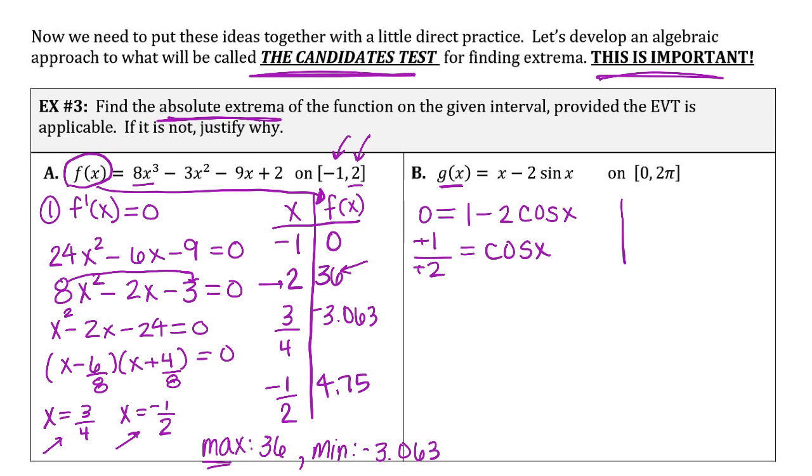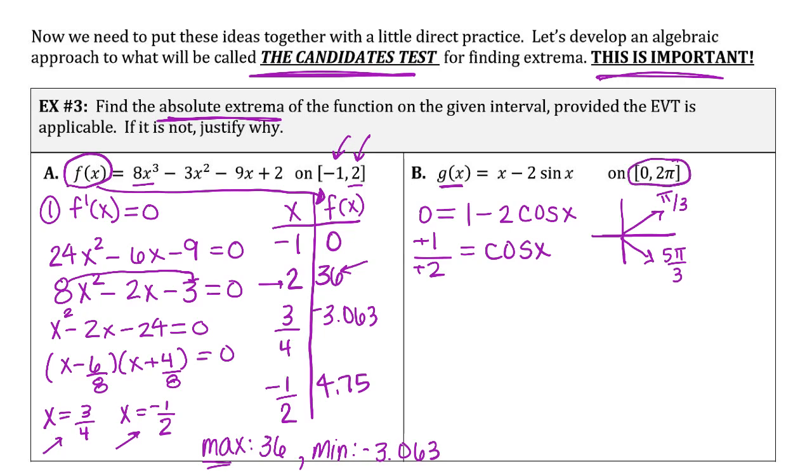We know cosine is positive in the first quadrant and in the fourth quadrant. And cosine of what angle gives me 1/2? That's going to be pi over 3. And so the next one is going to be 5 pi over 3. So there are two of our candidates, and then here are the other two.